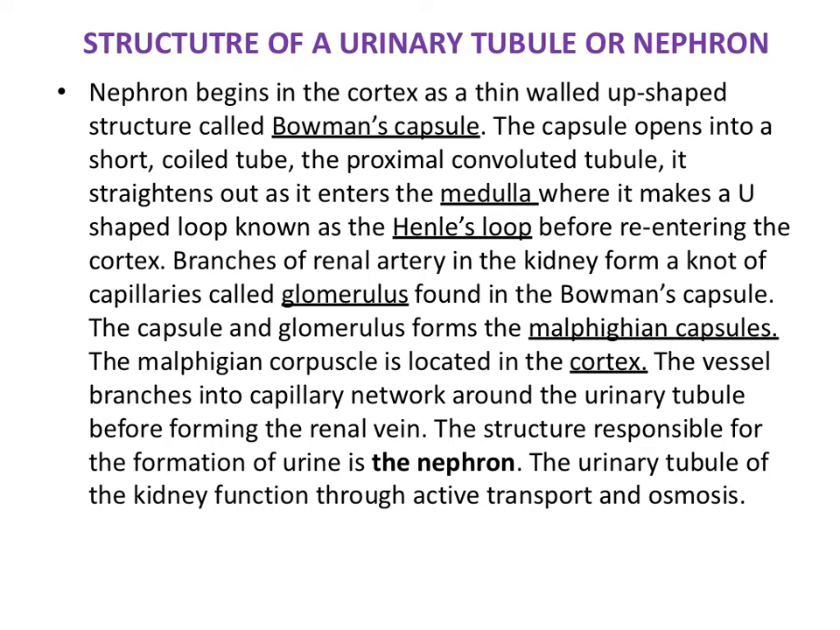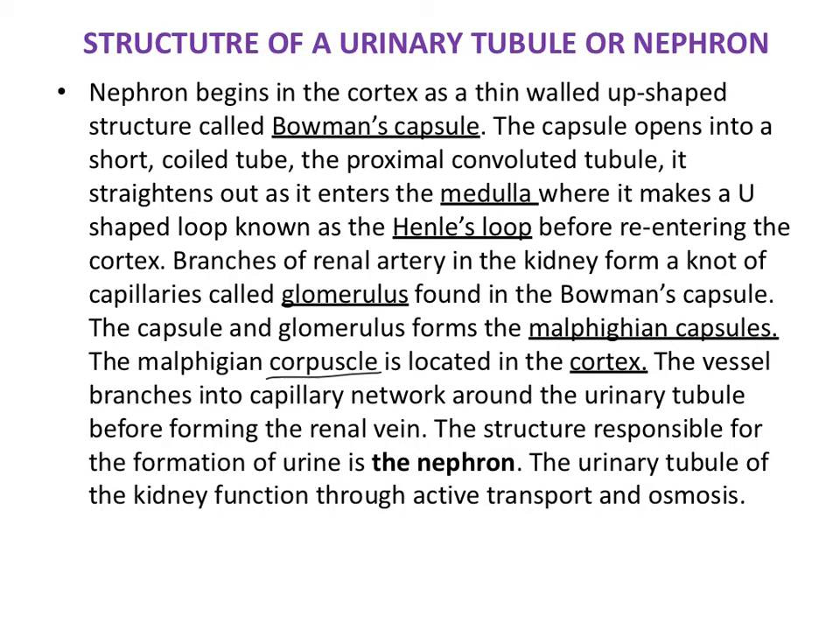Branches of renal artery in the kidney form a knot of capillaries called glomerulus found in the Bowman's capsule. The capsule and the glomerulus form the Malpighian capsule. This capsule is located in the cortex. The vessel branches into capillary network around the urinary tubule before forming the renal vein.